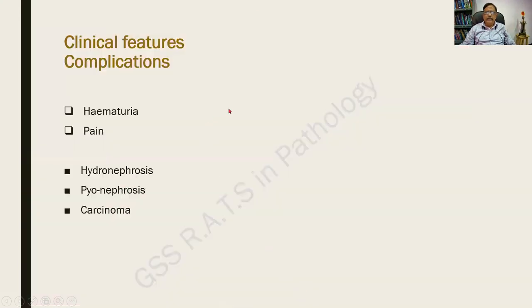Now, what can be the clinical features of renal calculi? Most common will be hematuria, pain. Sometimes when the stone enters the ureter, the pain cannot be withstood. It is excruciating pain, and you have relief when it enters the bladder. Similarly, when it enters the urethra also there is severe pain. The complications can be hydronephrosis, which we had seen earlier. And stagnation can also lead to infection and pyonephrosis. Rarely, cancer also can occur.